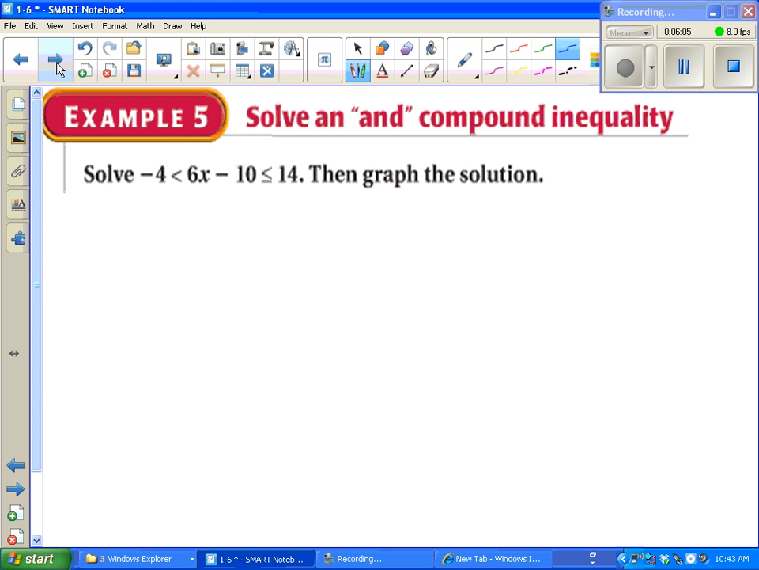Now we're going to solve an AND compound inequality. These are a little tricky because there's not 2 sides to the inequality or equation like we're used to. There's 3 sides. So we see that 6x minus 10, and we want to get rid of the 10. Yes, we add 10, not to both sides, but to all 3 sides. There's 3 pieces to an inequality. You have to do the same thing to all 3 pieces. Other than that, it's the same thing we're used to.